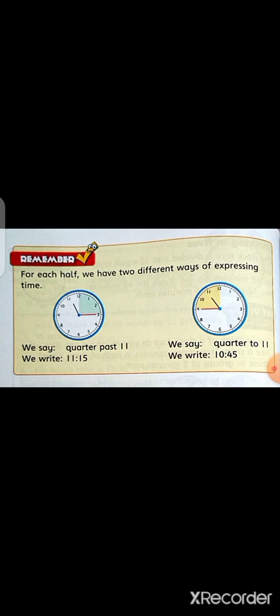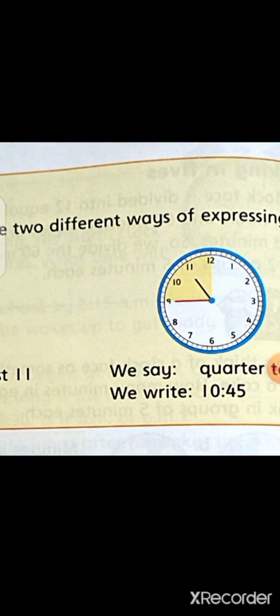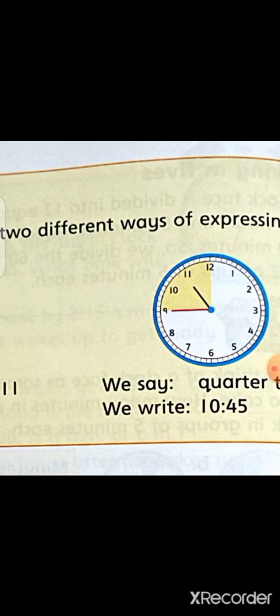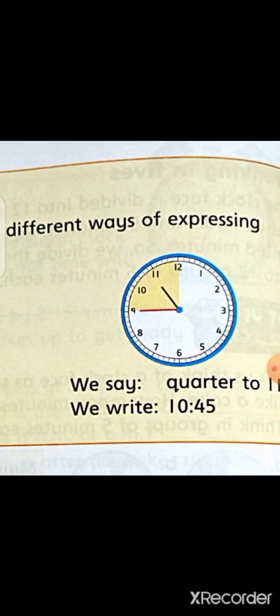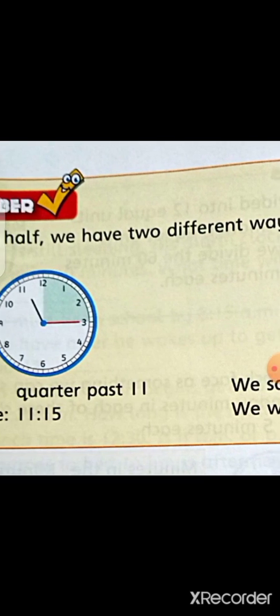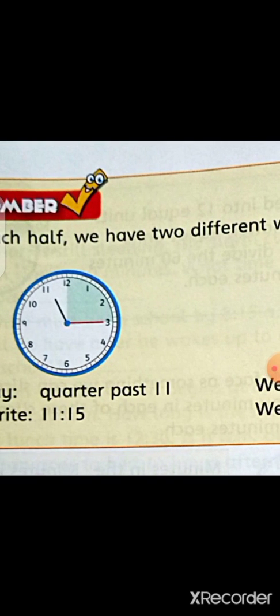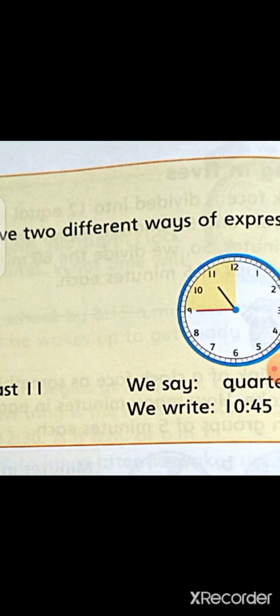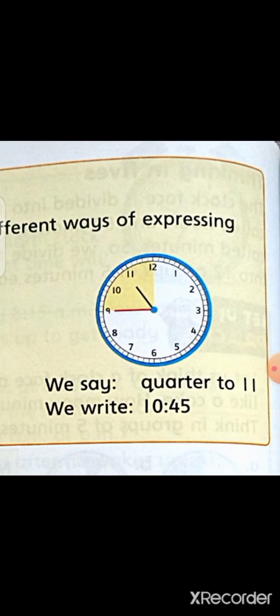Right hand side of the clock, minute hand is exactly on 9. Left hand side of the clock, minute hand is exactly on 3. So time on the right hand side is quarter to 11 or 10:45, and time interval is 1 after 9.